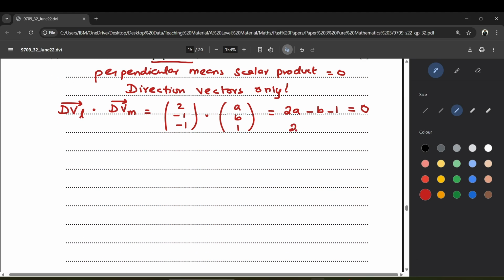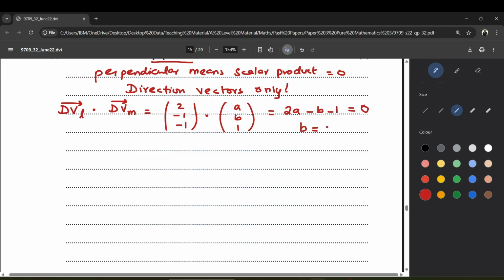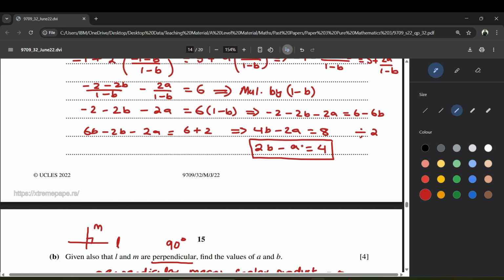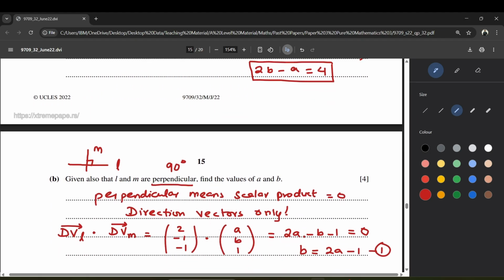So here we can see that we have 2a minus b equals 1. All right, so I can make b the subject of the formula. We'll have b equals 2a minus 1, because we already found one equation in the previous part and we now have a second equation. So I can now substitute this b into the first equation.